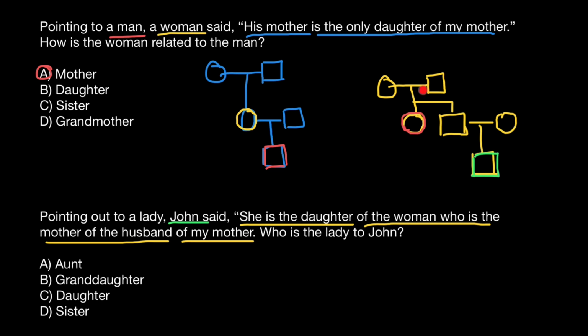So according to this pedigree, you see that this woman is a sister of John's father. So she is an aunt of John. One more time: pointing to a lady, John said, she is a daughter of the woman who is the mother of the husband of my mother. So he is pointing to his aunt. Answer A. And this is all for today.